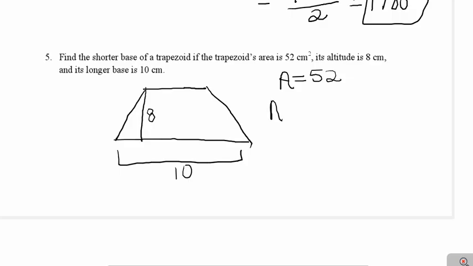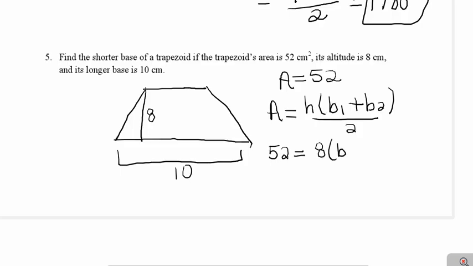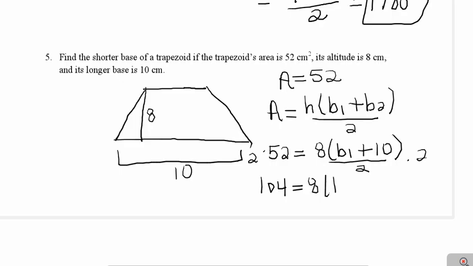So if we use our area of a trapezoid formula, that would be equal to the height times b1 plus b2 divided by 2. We already know the area is 52, and we're going to set that equal to the height, which is 8. And then we don't know what base 1 is, but we do know that base 2 is equal to 10, divided by 2. And now we're just going to solve for base 1. So to get rid of that fraction, to get rid of that 2, I'm going to multiply both sides by 2. And I get 104 equals 8 times b1 plus 10.